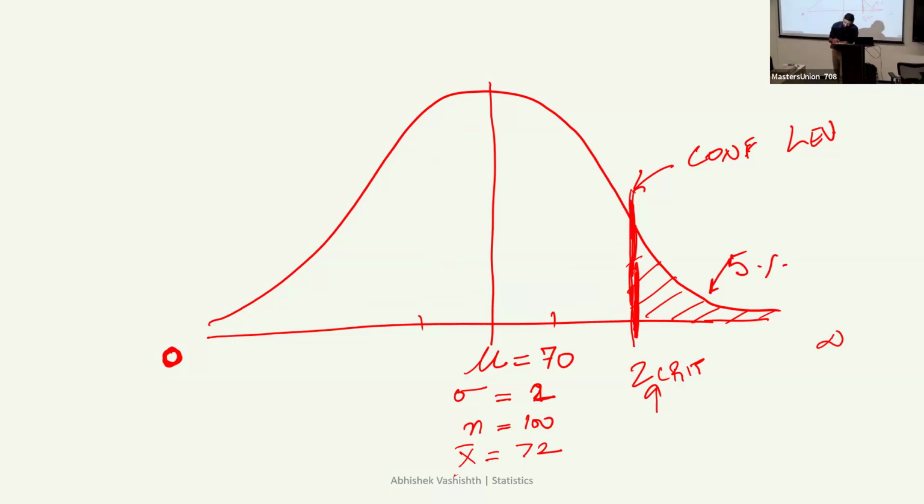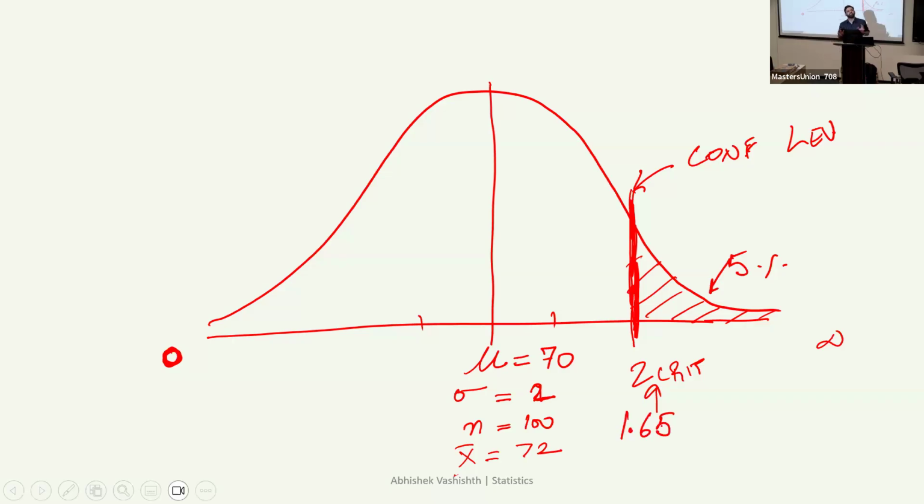Now I just want to find out the Z critical value. How much is this value in a standard normal distribution? Where do I get this 95 area covered? I get this 95 area covered at 1.65, calculated from the table. Now I know that in order to be 95% confident, in order to cover 95% of the area, this value has to be 1.65.